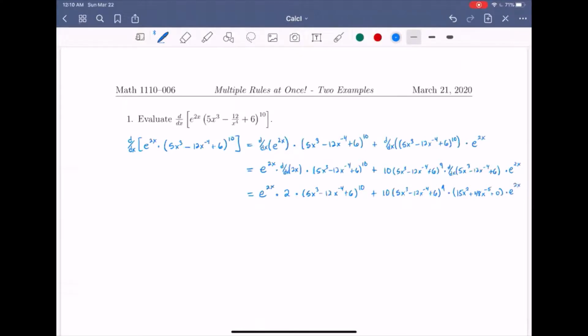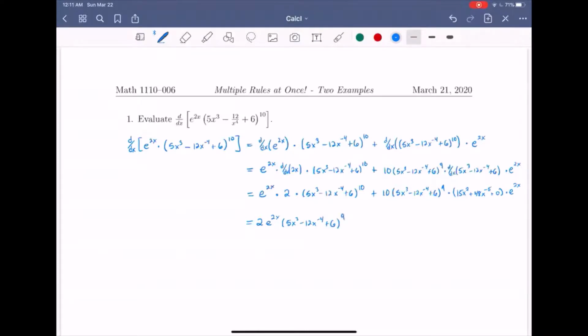And you know, we could certainly factor some stuff out. Like we could factor out this common e to the 2x here, and we could factor out 9 of these things. I guess I'll do that just because we can, and it'll give us some practice factoring. And then I can factor a 2 out of here and a 2 out of here. So let's see what we get here. So I'm going to factor out, first I'll factor the 2, then I'll factor the e to the 2x, and then I'll factor 5x cubed minus 12x to the negative 4 plus 6 all to the 9.